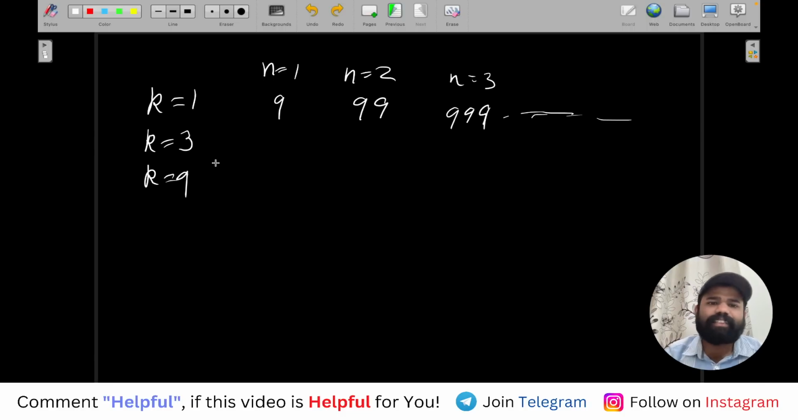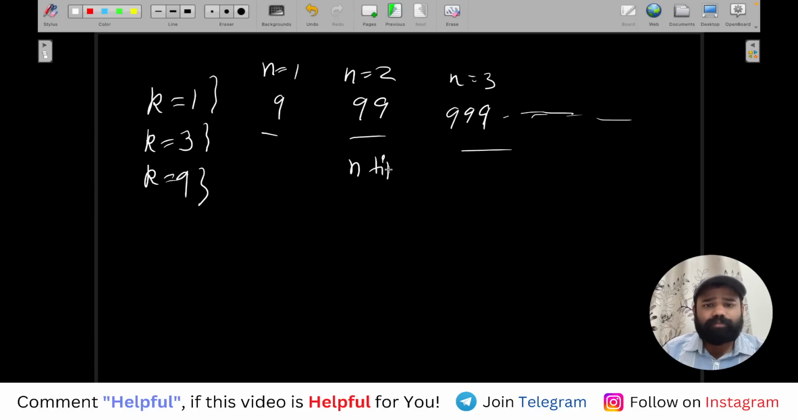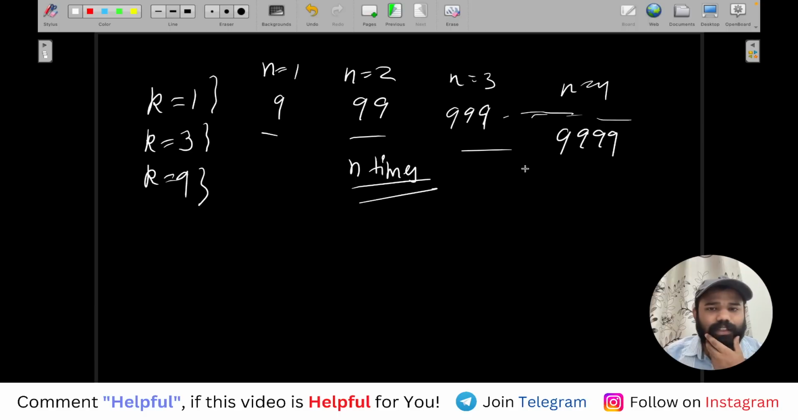So when k is 3, all the 9s are divisible by 3 and also by 9. So the basics say that when k is either 1, 3 or 9, our output will be just 9, n times, and that will be my answer. If n is 4, 9, 9, 9, 9. I hope you understood very clearly. So 1, 3 or 9 is done.